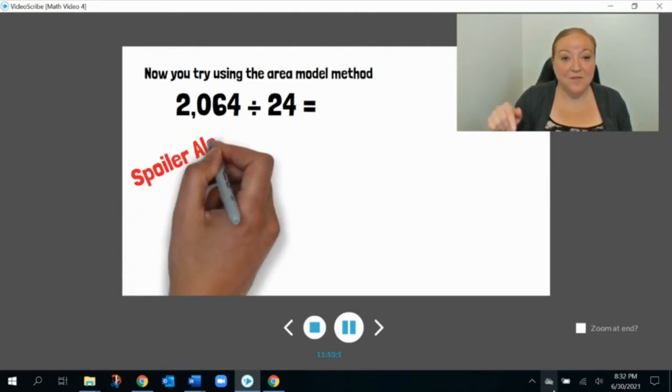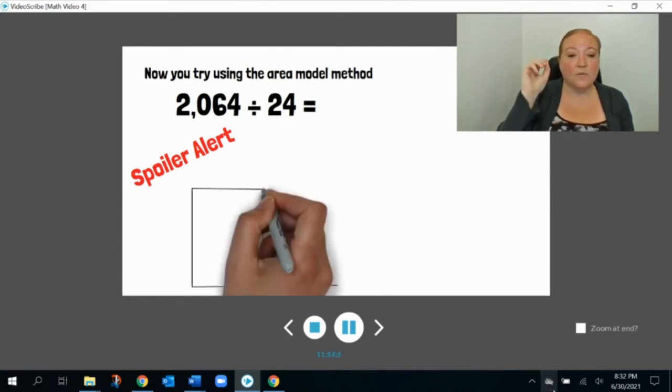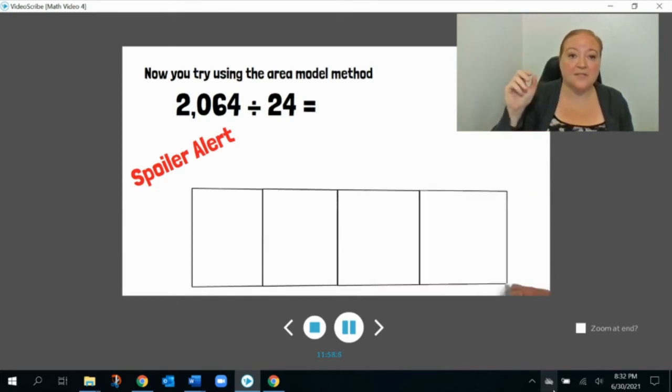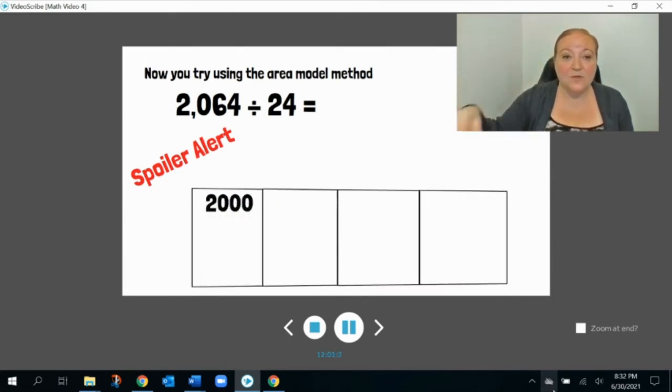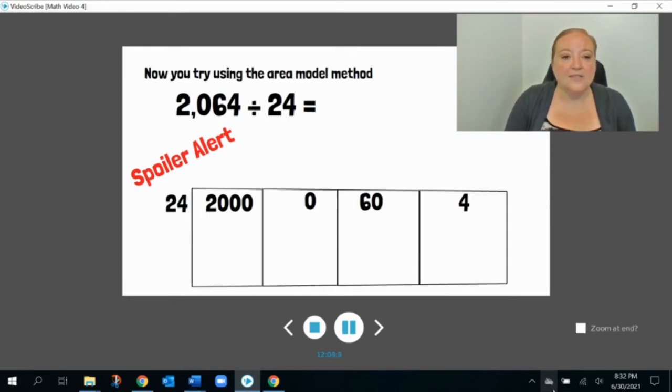Okay, it's time for the spoiler alert. So again, this goes kind of fast, so I want to make sure you look at it. Remember, we need a box for each one of our place values. We're going to put it in expanded form first, so 2,000. Now, in the hundreds, there's a zero. You need to account for that zero, okay? So 2,064. Okay, so we're looking at 2,000 divided by 24.